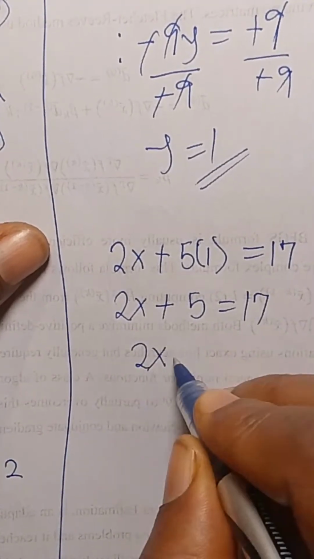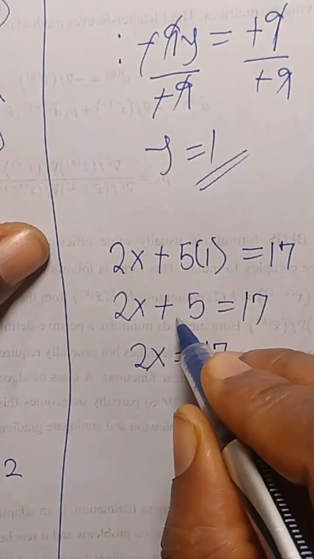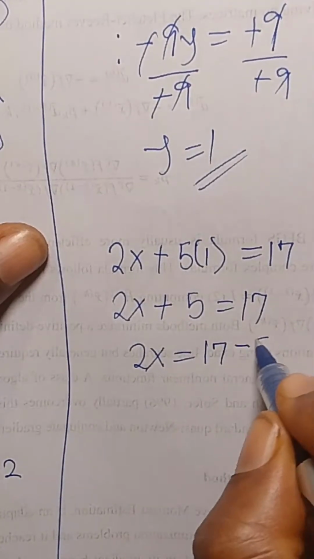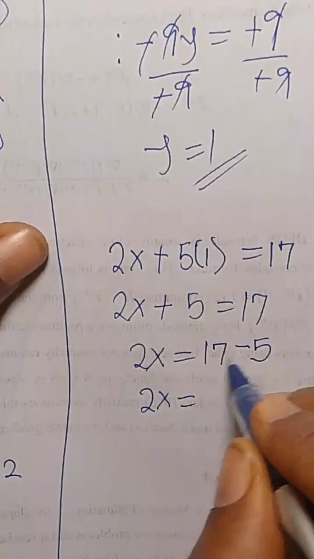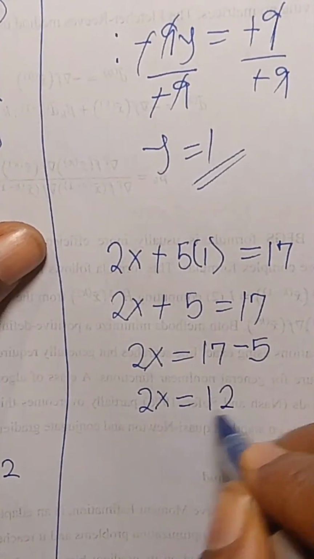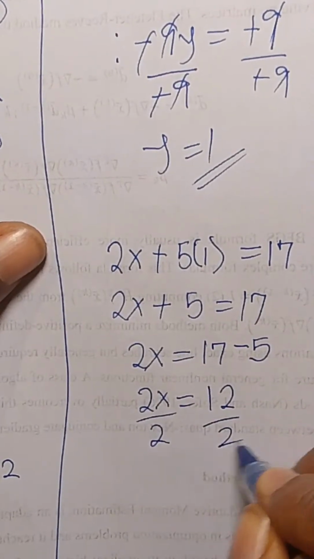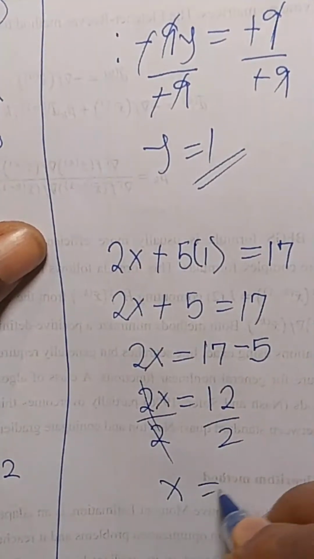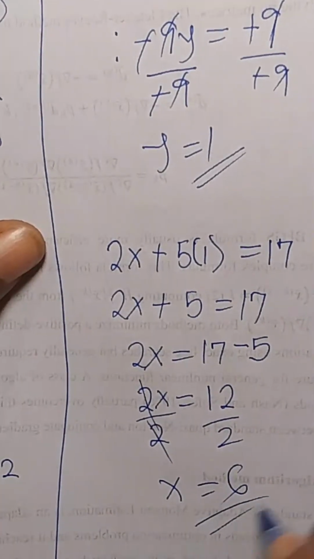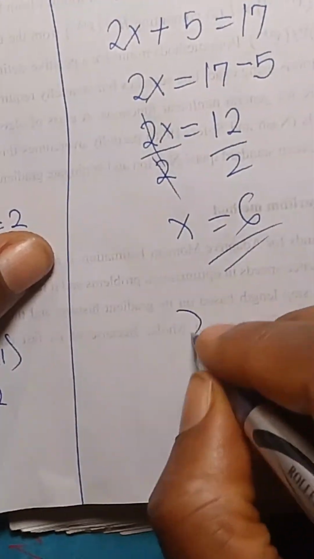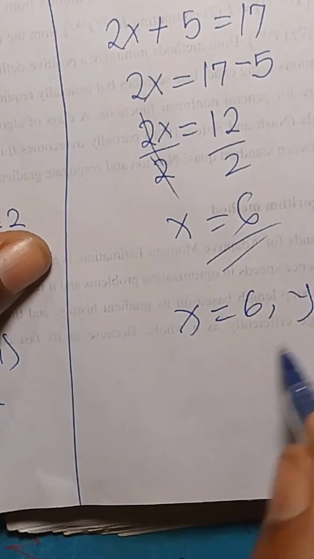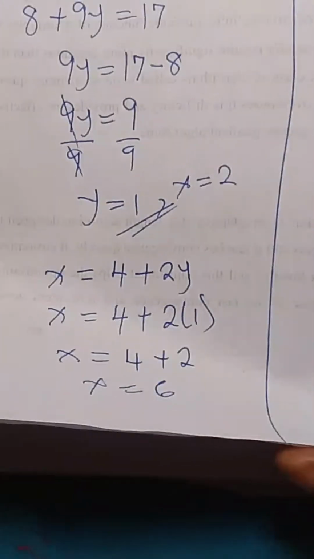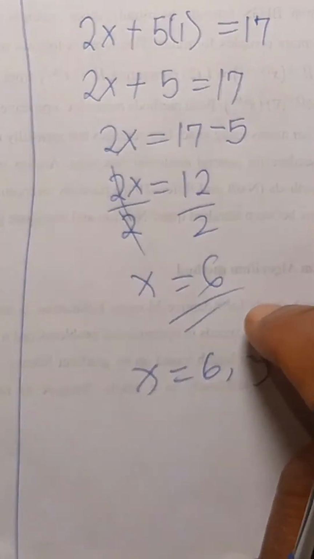So 2x is equal to 17. When this plus 5 crosses the equality sign, it becomes minus 5. So our 2x equals 17 minus 5 will give us 12. Divide here by 2, divide here by 2. 2 will cancel, we have x is equal to 12 divided by 2 will give us 6. All right. So our x here is equal to 6 and our y here is equal to 1. You see that is what we have here. And in solving with the other method, we have the same thing. So whichever method you choose to use, we arrive at the same answer.